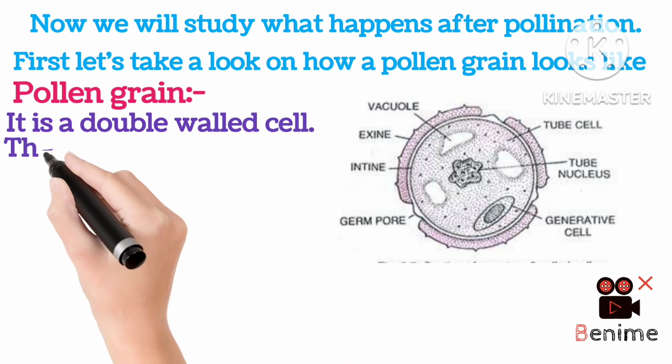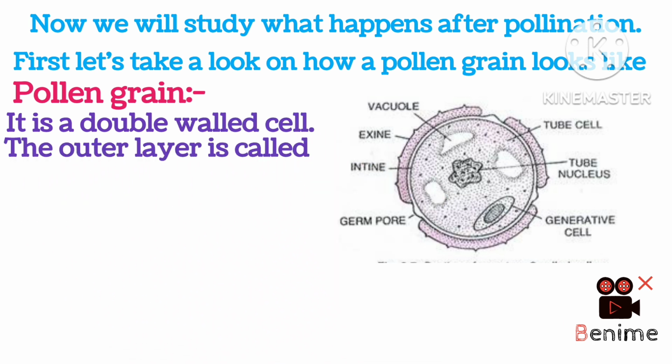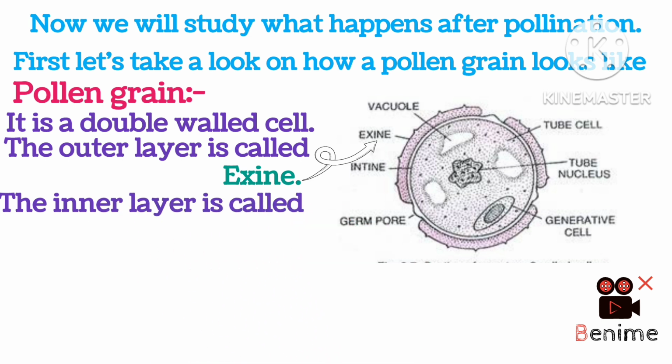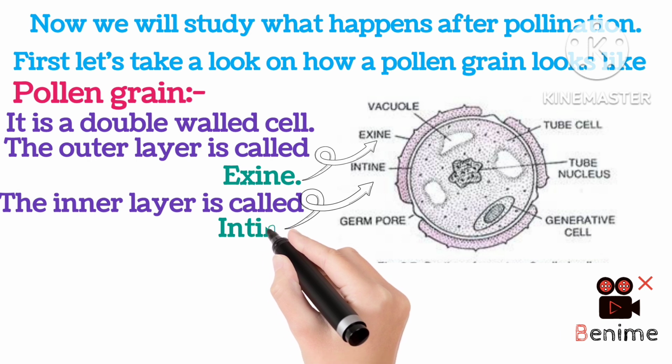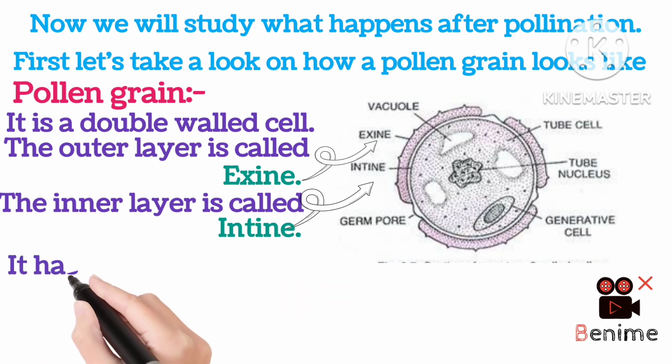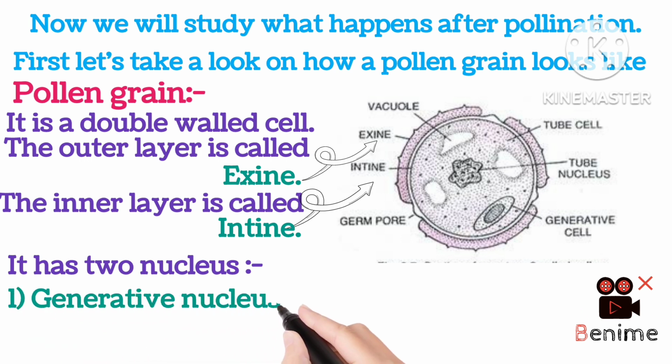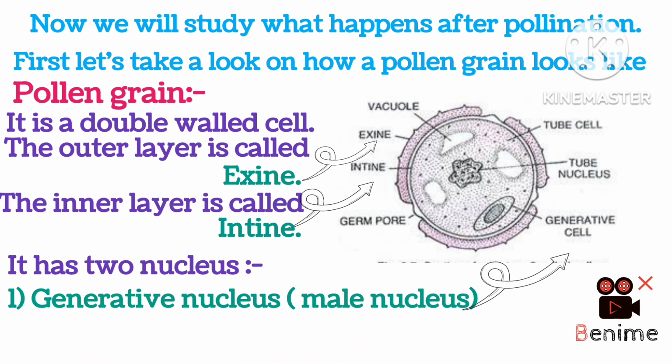Pollen grain is a double-walled cell. The outer layer is called exine. The inner layer is called intine. It has two nuclei, the generative nucleus or the male nucleus, and the tube nucleus.